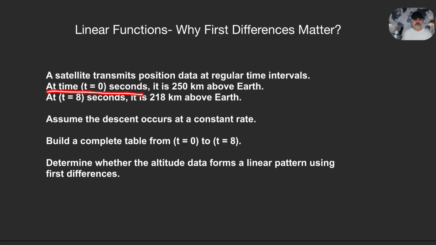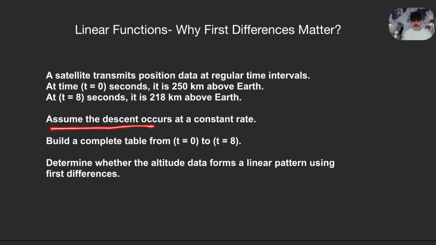At the time t equals 0 seconds, the height is 250 kilometers above the earth. And at the time 8 seconds, this is 218. So now we are lowering the altitude from 250 to 218. So there is decrease in height.